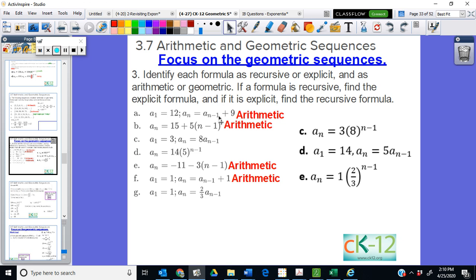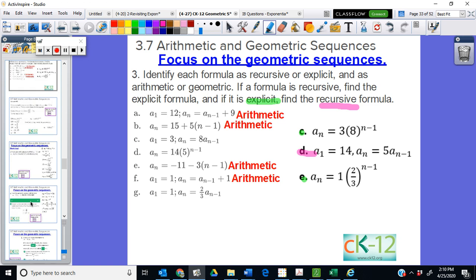Next, there's some that are arithmetic. Any of the sequences that are geometric, they either want you to write the explicit formula or the recursive formula. The recursive formula is D. In parts C and E, those are the explicit. So I will highlight those as such. So the explicit, that's C and E, but then we've got this recursive, it's D. Just two different ways to represent it.